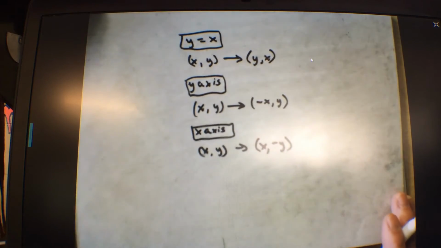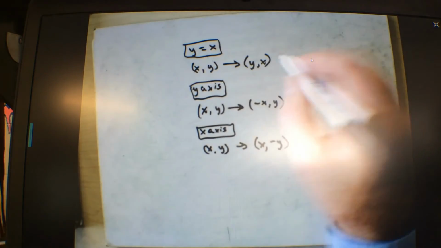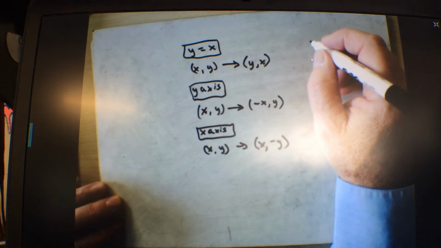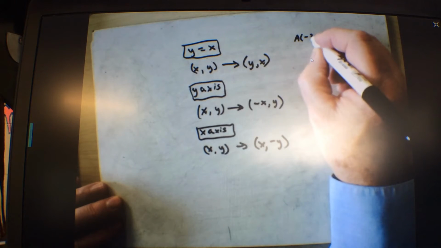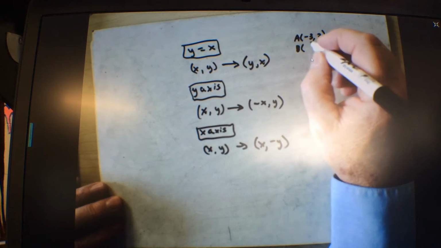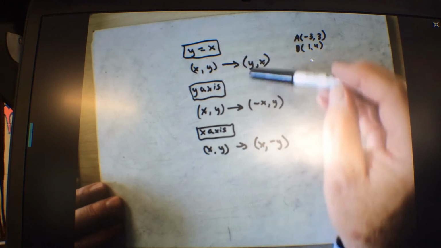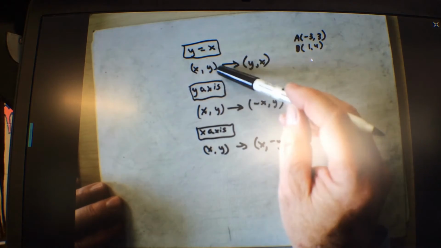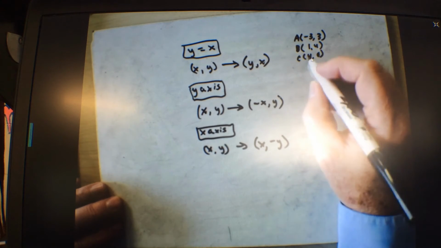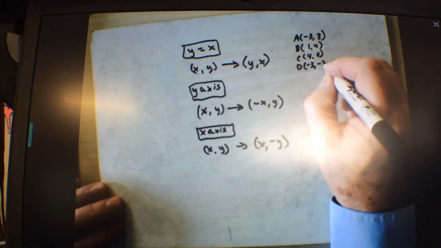So let's take a look at our points on our worksheet, shall we? Remember, we're reflecting over this, right? We're over here, right? So we have A is (negative 3, 3). B is (1, 4). By the way, you have to know these, okay? Now, you can kind of gauge these two. This one's a little harder. C is (4, 0). And D is (negative 3, negative 3).